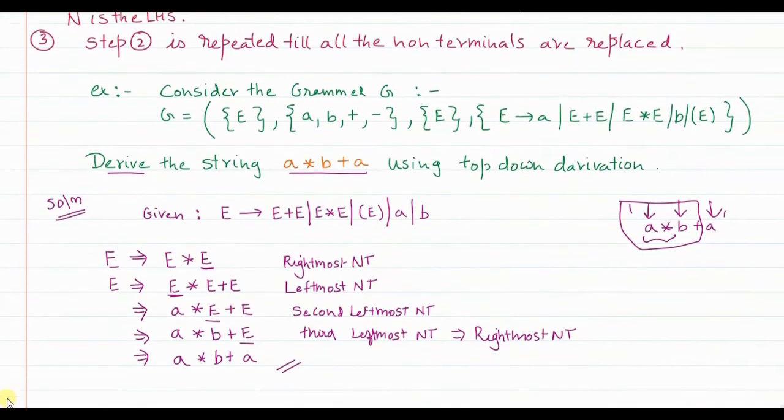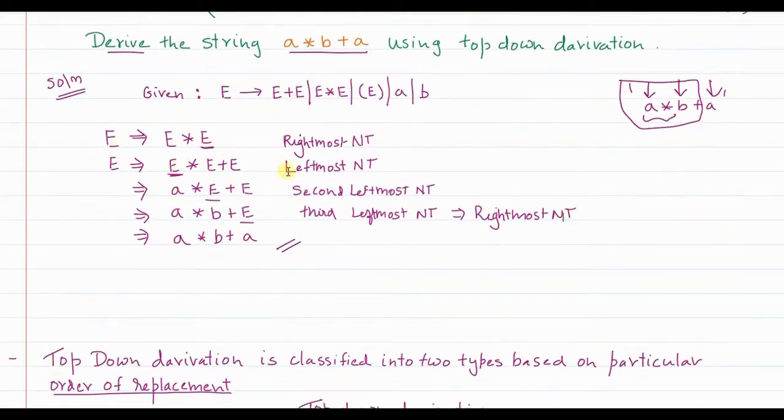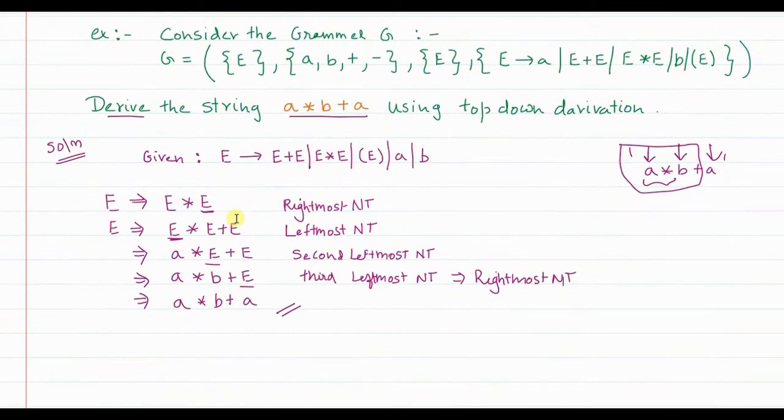But over here, in order to do the derivation, I have derived it in a mixed order. Here, I replace the rightmost non-terminal. Then here, I replace the leftmost non-terminal. Then here, the next leftmost. Here, the third leftmost, which was again rightmost. So leftmost and rightmost in a mixed order, right? However, this was in general just to show you how to derive a string.